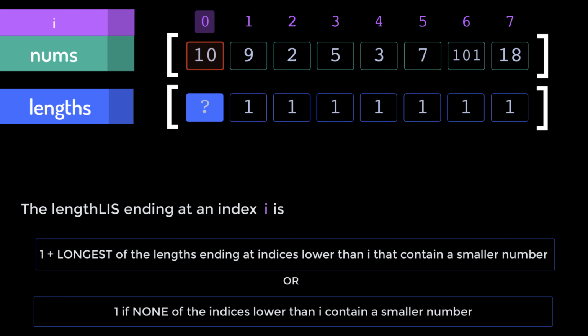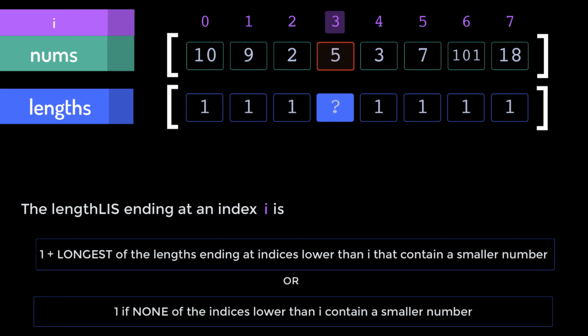So first I equals 0, and we're looking for the length of the longest increasing subsequence ending with this 10. There aren't any numbers to the left of this 10 because it's at index 0, so the length is 1. Next I equals 1, so we're looking for the length of the longest increasing subsequence ending with this 9. Looking to the left, there aren't any numbers smaller than 9, so the length is 1. Next I equals 2, and again there aren't any smaller numbers to the left, so the length is 1.